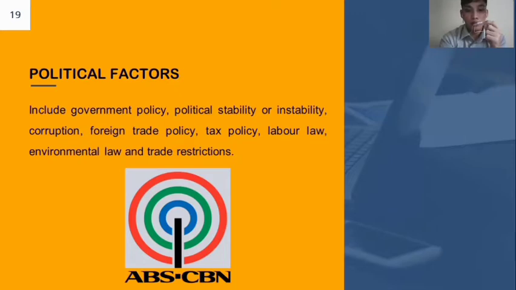trade restrictions. So my example is about the ABS-CBN officially shut down, where it is said that by voting not to renew the expired franchise of ABS-CBN, an overwhelming majority of lawmakers silenced a major network that had come under fire from President Rodrigo Duterte.